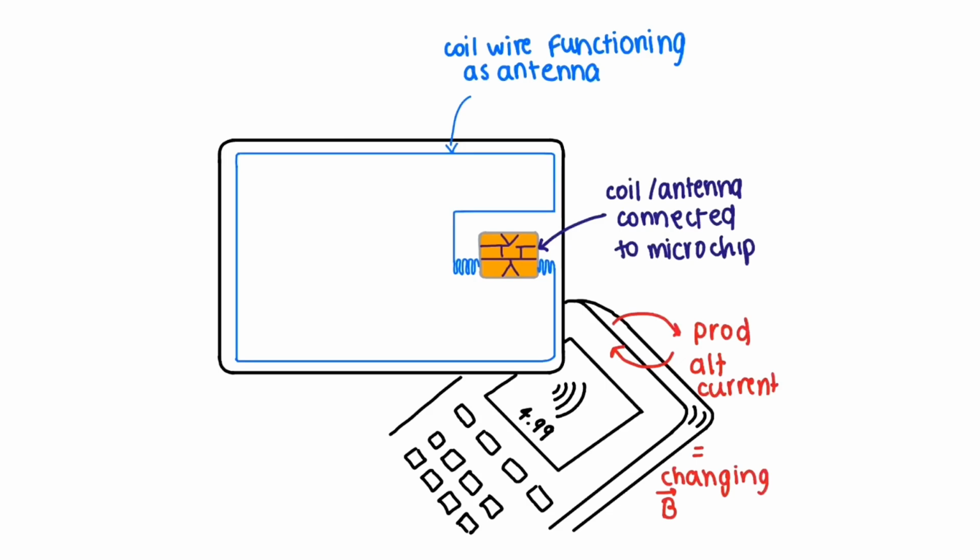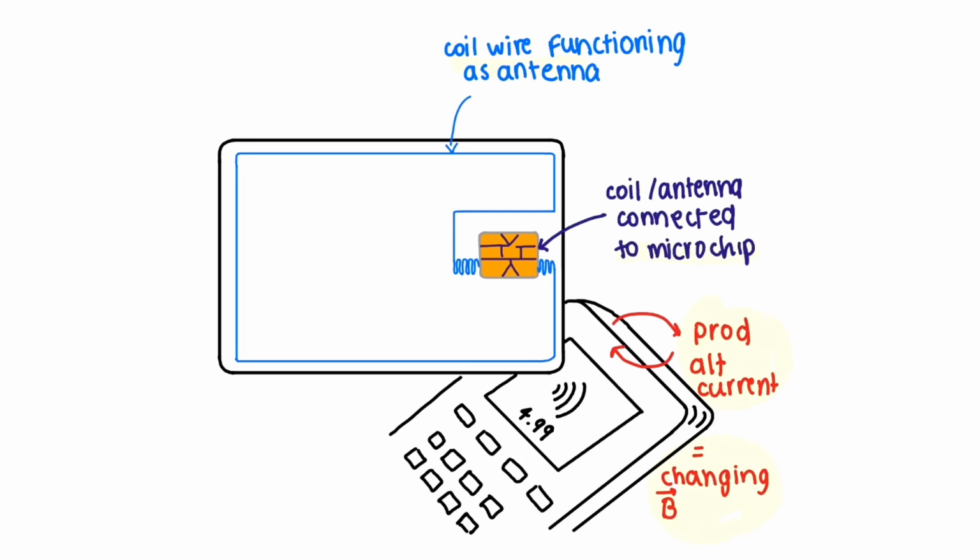Now let's apply this in the real world with contactless payments. We see the circuitry behind a card. We have a coil which works as the antenna, which is connected to a microchip. Now, when we have a payment to make, the card reader/terminal creates an alternating current, which creates a changing magnetic field. Now, as we saw in our last formula, a changing magnetic field creates a change in flux.